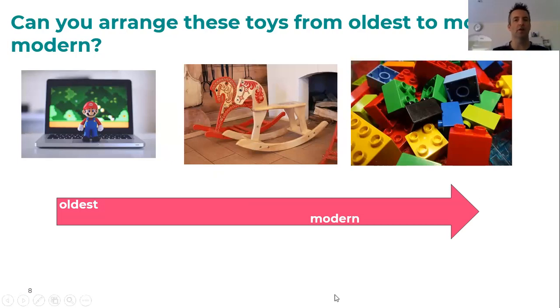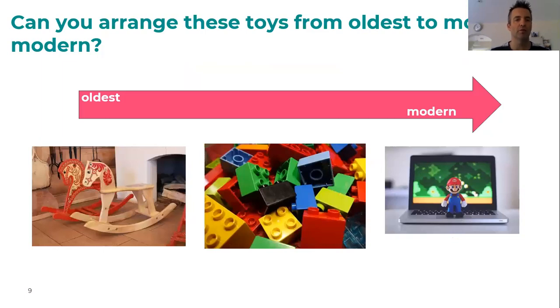Okay, let's have a look what you came up with. Did you come up with the rocking horse first, the wooden rocking horse, then the plastic building blocks, and finally the electronic game? So that would have been the order, possibly from oldest to modern, but remember what we said, you can get a brand new wooden rocking horse, so that could be in the modern, so that order could be discussed.